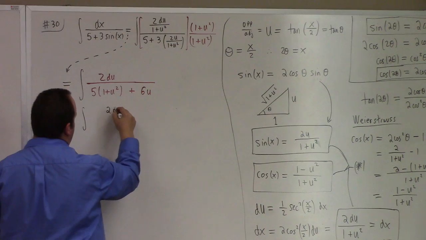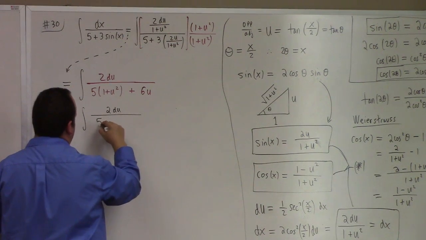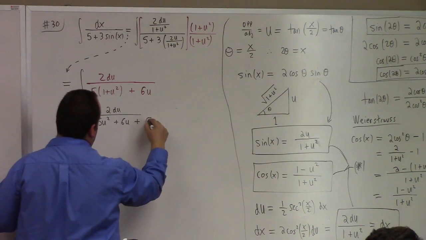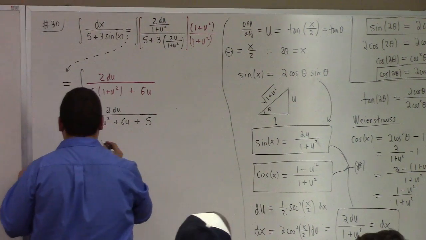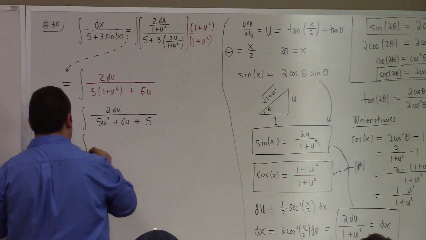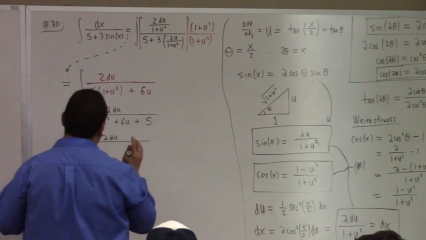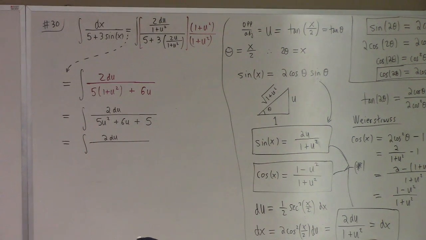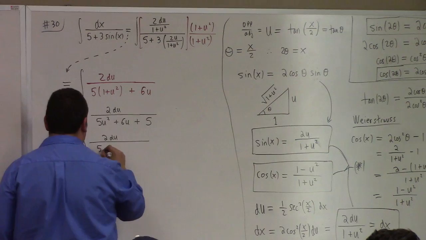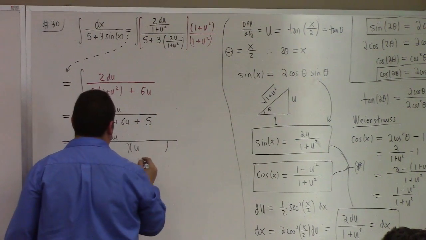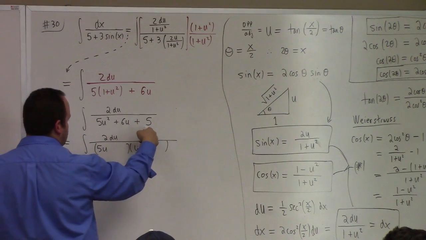We got ourselves a 2 du over 5u squared plus 6u plus 5. I copied this problem out of the 10th edition of a relatively venerable textbook. The odds are pretty good that this is not an ugly quadratic. Can you factor that? In other words, is this 5u times something plus u times something else? Factors of that are 5 and 1, right?